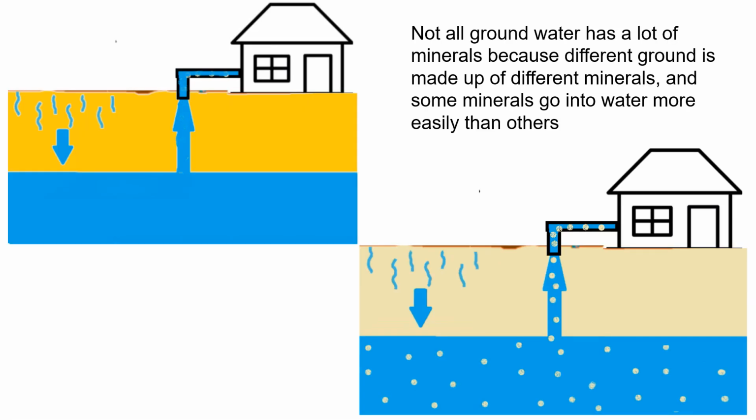But not all groundwater has a lot of minerals in it, because as the water moves through the ground, you could be going through some ground that doesn't have a lot of minerals to give up to the water. So when the water comes back out of the ground, it doesn't have minerals, as opposed to over here, where we've got a different type of ground that will allow a lot of minerals to be dissolved into the water.